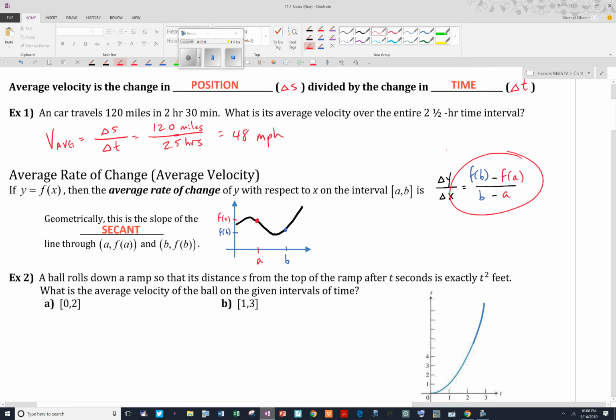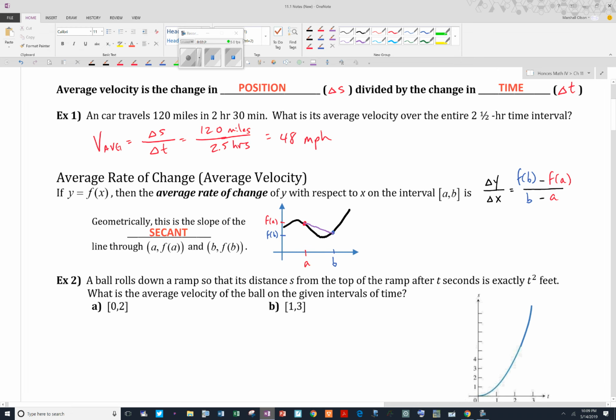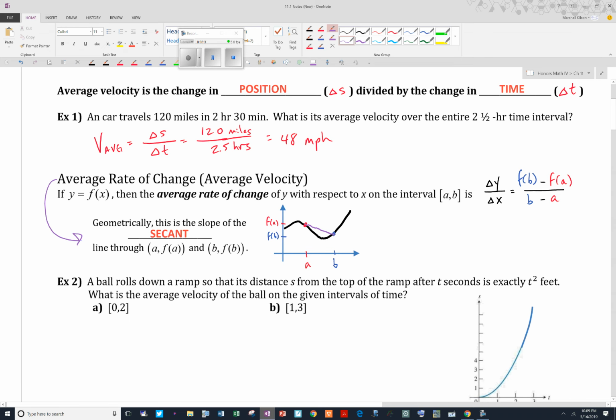So basically what I have here is the formula for slope that you've seen before, y minus y over x minus x, just using function notation. Now, the way that I have mine written here, this would end up being actually a negative slope because of the change in y going down. What we're really finding here is the slope of the secant line when we do this. So the average rate of change is geometrically the slope of the secant line.